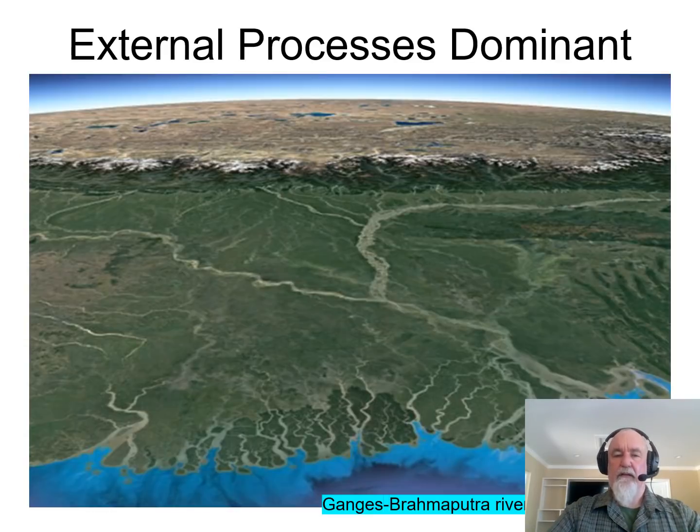On the other hand, if we look at Bangladesh and the mouth of the Ganges here, this entire area is pretty flat. And that tells us that external processes are dominating in this area. In fact, this is the Himalayas in the background here. So here we see internal processes dominating, and over here, external processes dominating.